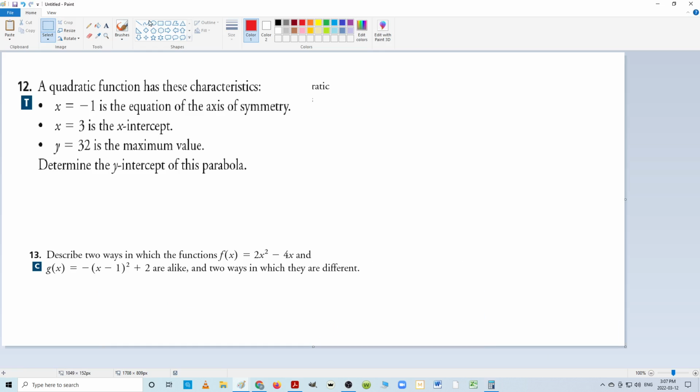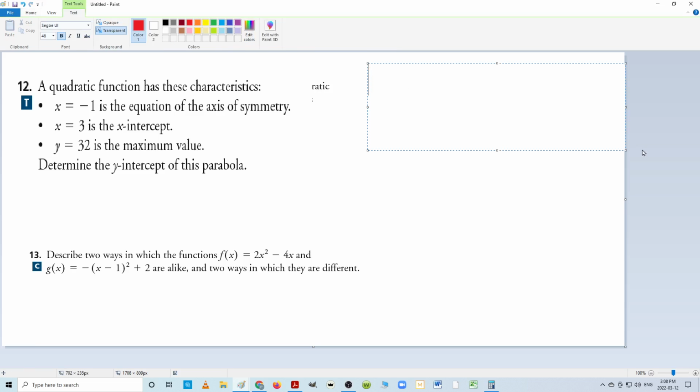Okay, it's just about stretching your imagination. So that's the axis of symmetry. There's an x-intercept. So we got x plus 3. 32 is the max value. So they gave us the vertex. Here's what they gave us. Since the axis of symmetry is that and the max value is that, they gave us that.